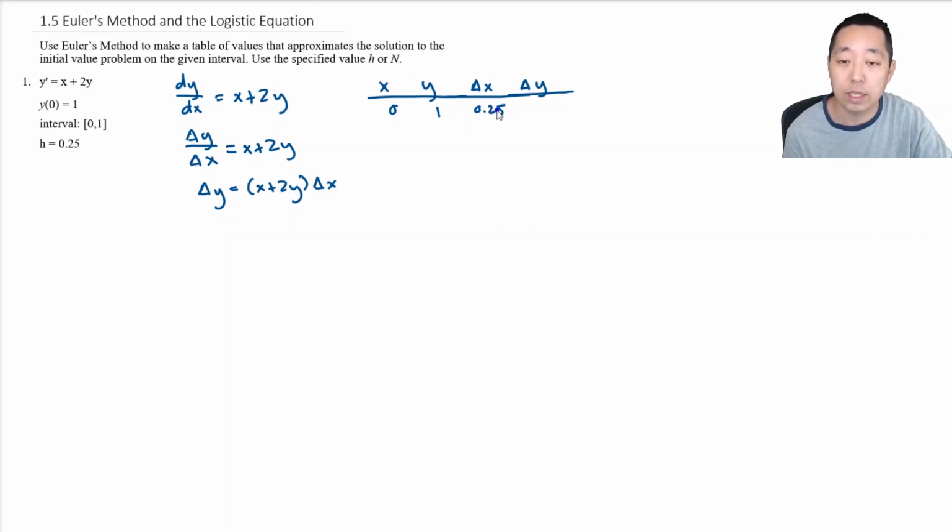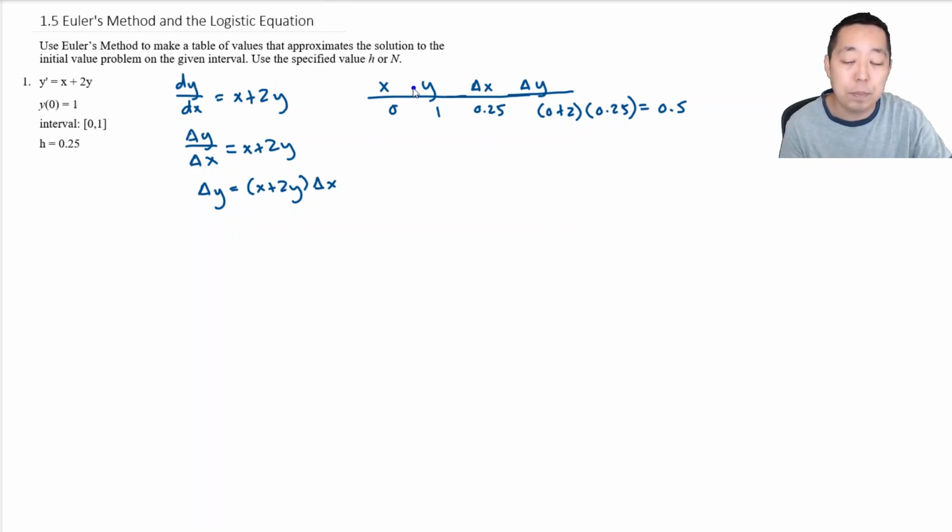What you're going to say is, given these parameters, what is my change in my y value? My change in y at this point would be (x plus 2y) times delta x. So that would be (0 plus 2) times delta x, which is 0.25 in this case, and that is 0.5, right? 2 times 1/4. So now we know what our delta y is.